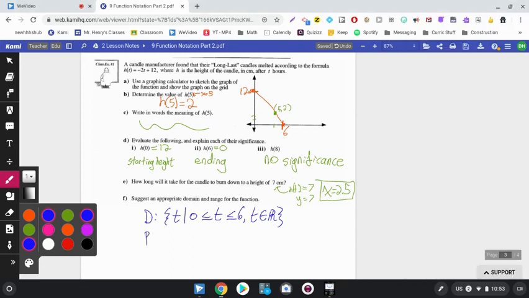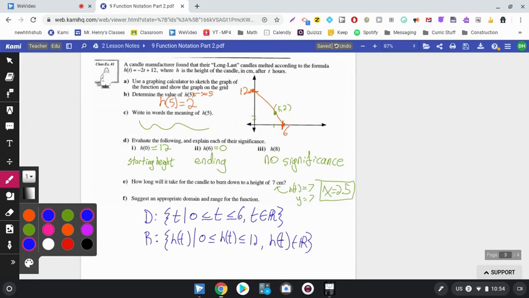Okay, and range, well, that would be H of T, such that my range goes between 0. I can't be lower than 0. Once it's burnt out, it's burnt out. And I started at 12. So I go between 0 and 12. 0 is less than or equal to H of T, which is less than or equal to 12, for H of T an element of the reals.